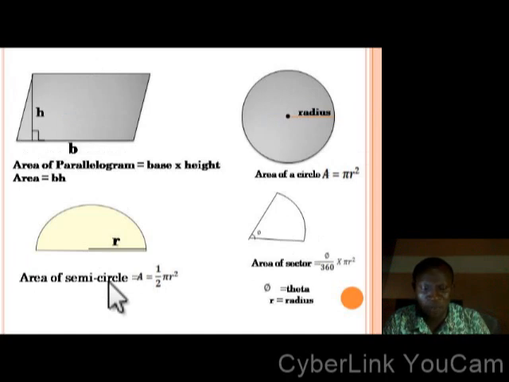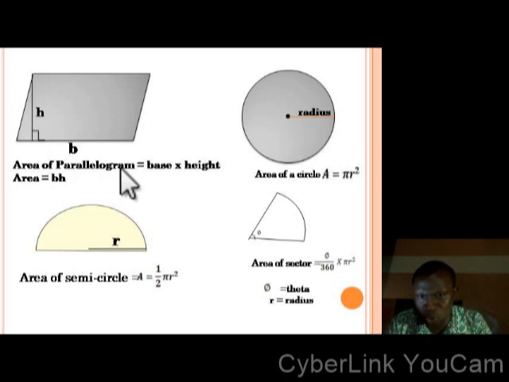All right, then we move to the next one. That is the parallelogram. It has the height, it has the base. So the area of a parallelogram is base times height. That's multiplying the base and the height. That gives you the area of the parallelogram.